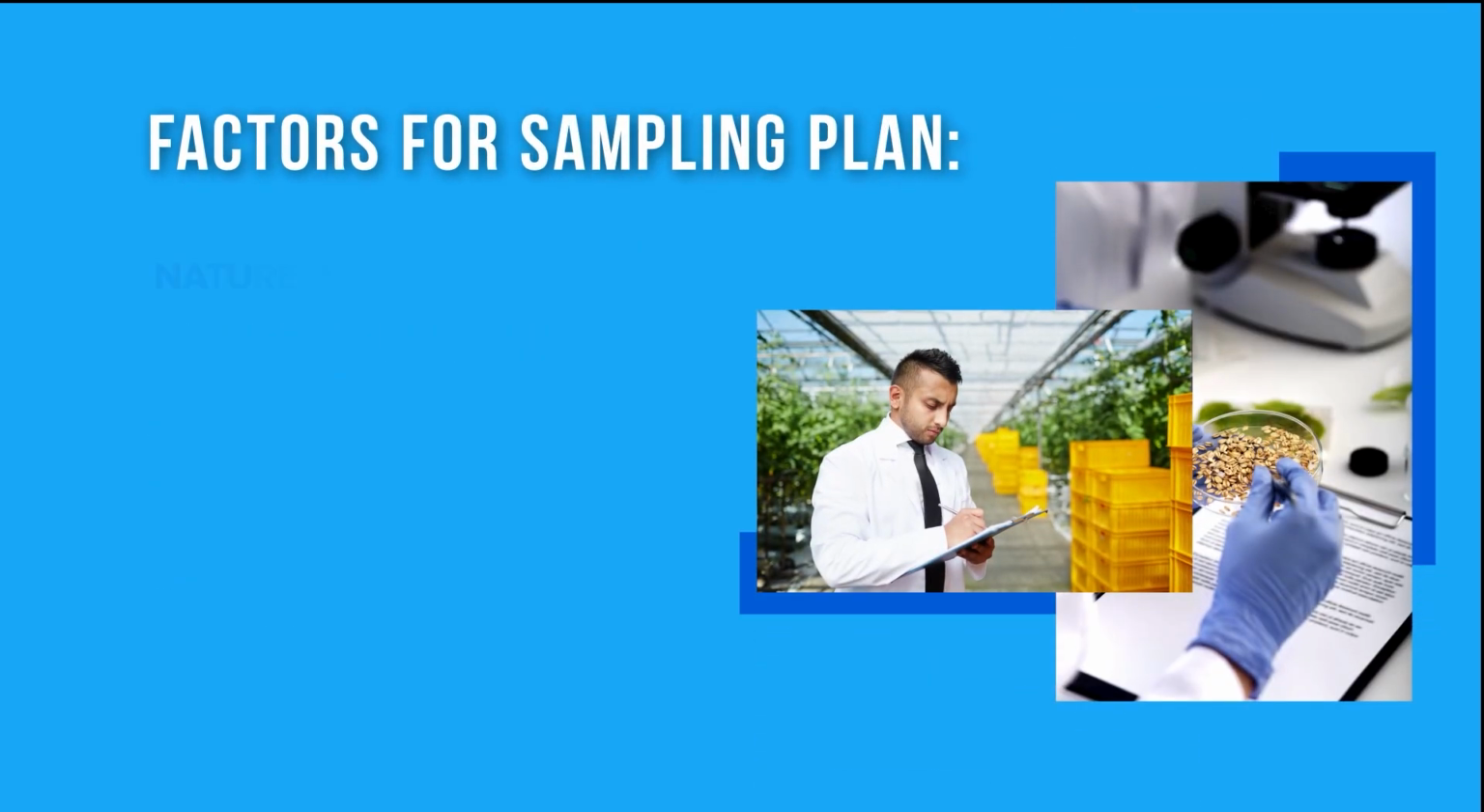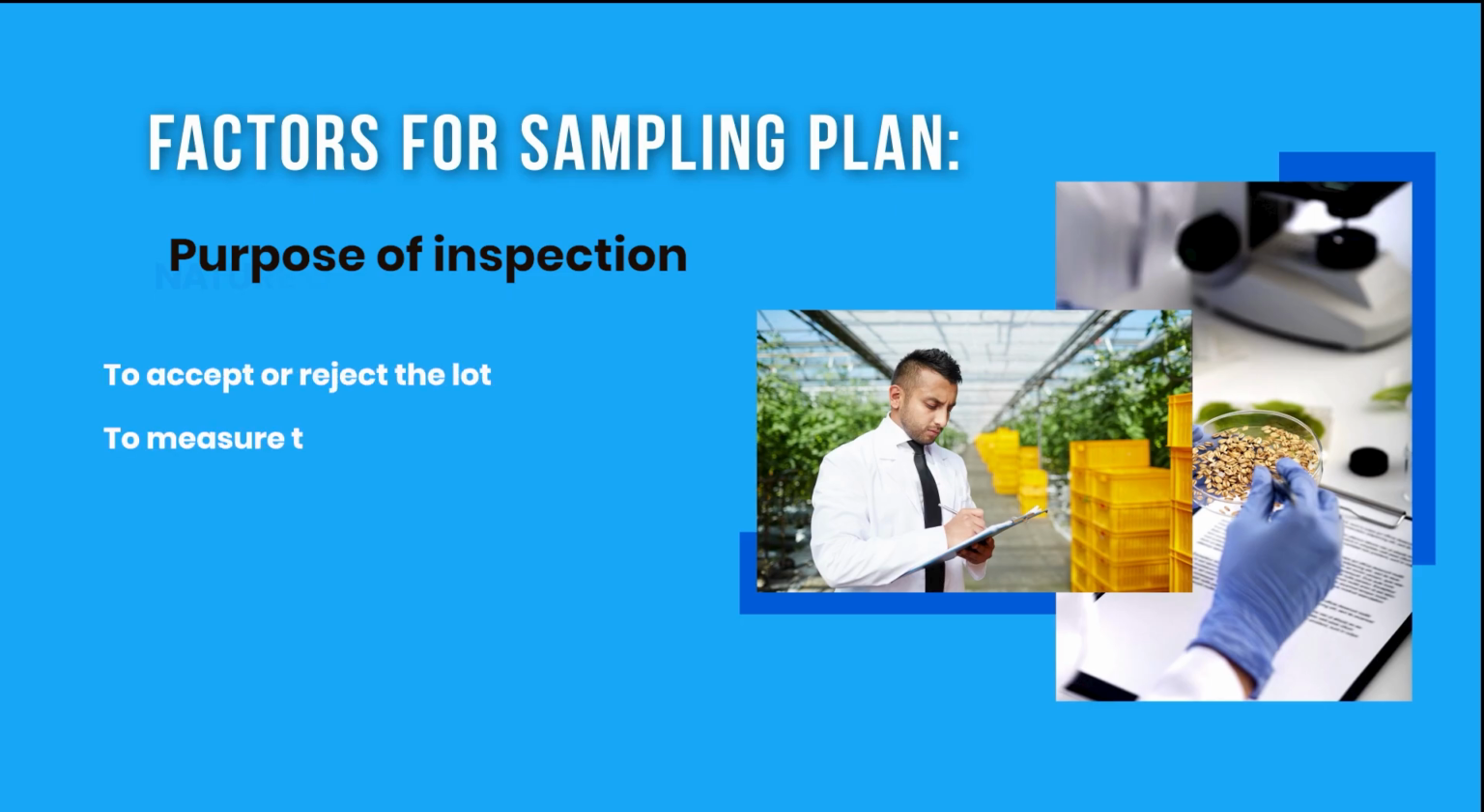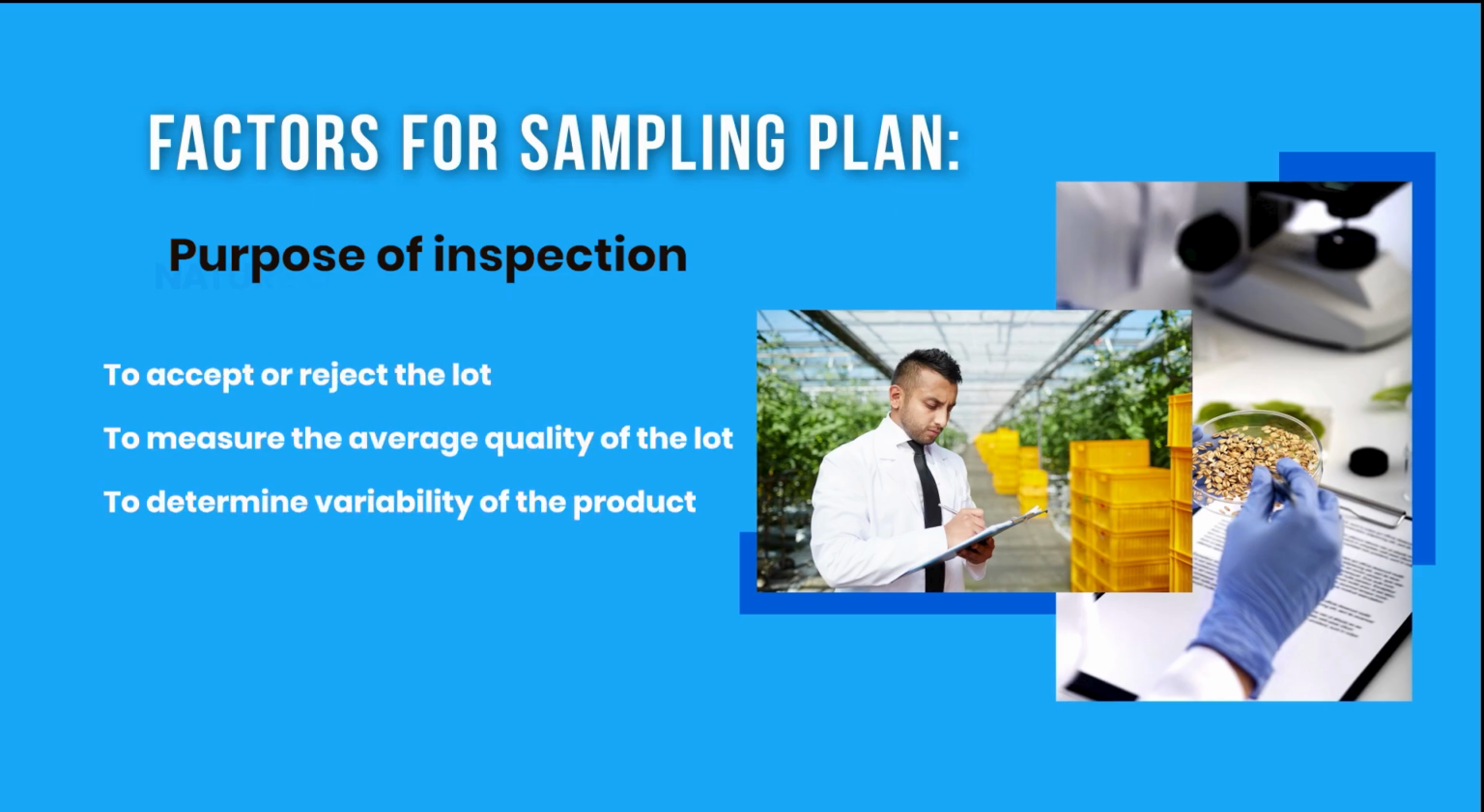Now factors responsible for a sampling plan. While devising a sampling plan, what are the factors we should keep in mind? First, we should keep in mind for what purpose we are doing the sampling, the inspection. Suppose we are doing it for accepting or rejecting a lot, then the planning has to be different. To measure the average quality of the lot or to determine variability of the product. For these purposes, as per the purpose, the sampling plan would be devised.